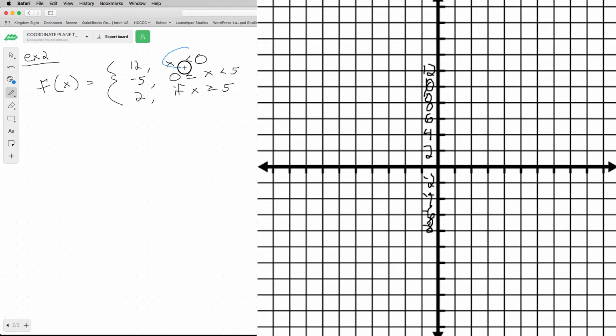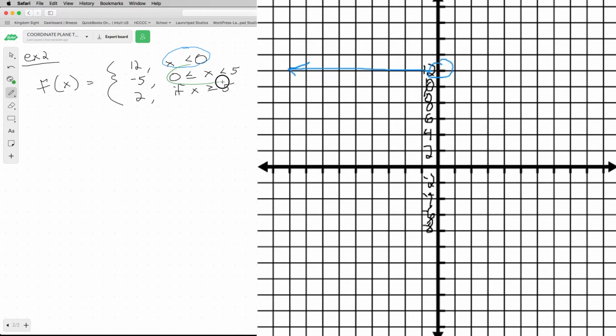So let's do this one first. For x is less than 0, the value is 12. So open circle there, and we're going that way. So for every x that's less than 0, it's going to go up to 12. All right, let's do the next one.